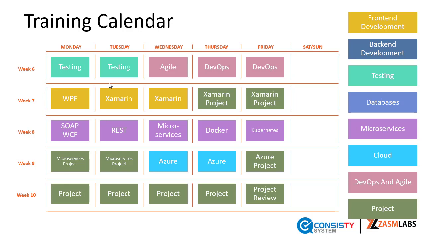Then we're going to switch back to handheld devices and desktop application development. In week number 7, we're going to do some WPF, Xamarin, or probably some Blazor, and build another application based on that. In week number 8, we're going to create web-based applications, applications that run on the internet and get consumed on the internet. This is where Docker and Kubernetes are also going to come into the picture.